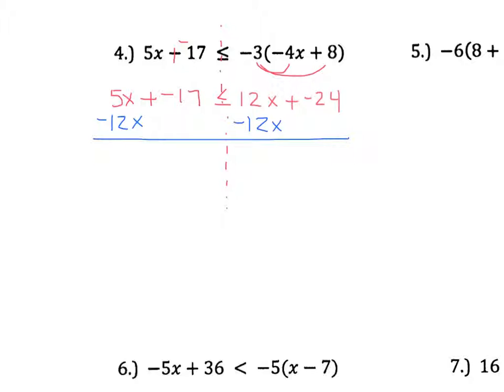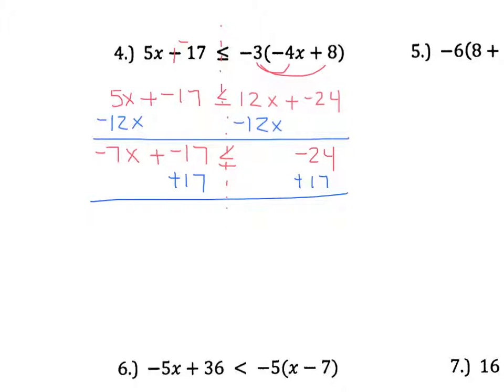Okay, 5x take away 12x is negative 7x. Bring down your negative 17. Bring down your symbol. These two turn out to be 0. 12x plus negative 12x. And then bring down your negative 24. Okay, now you can unwrap it. So I'm going to add 17 to both sides. That leaves me with negative 7x. A negative 17 and a positive 17 is 0. Bring down my symbol. And then negative 24 and positive 17 gives me negative 7.